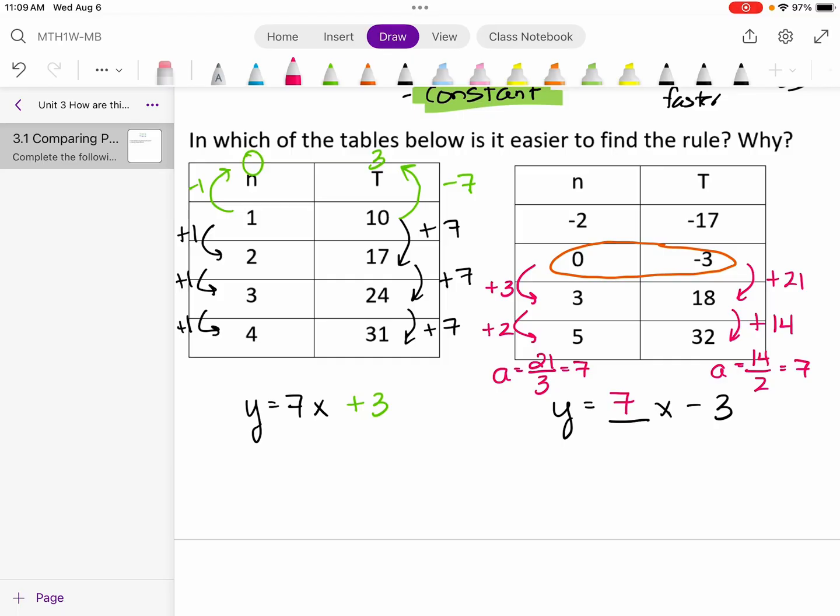Often, when I'm given patterns that grow by 1 each time, those rates of change are a little bit easier to find than ones that skip particular values. But both of them are completely doable, and you've got this.